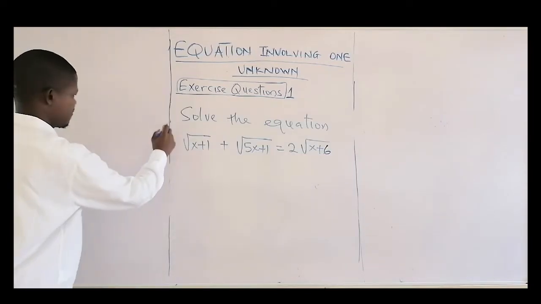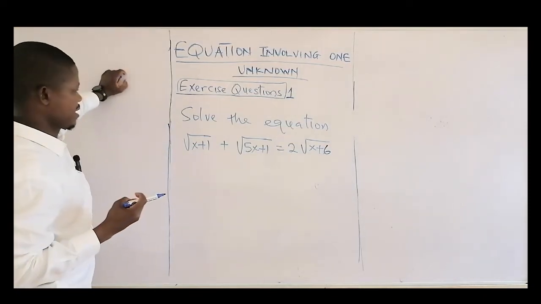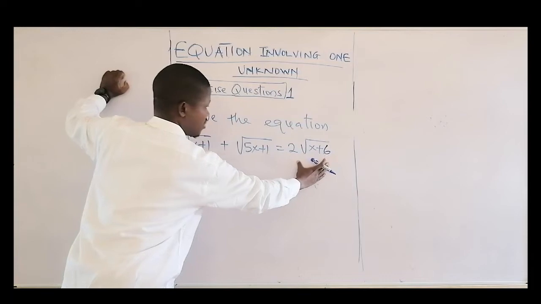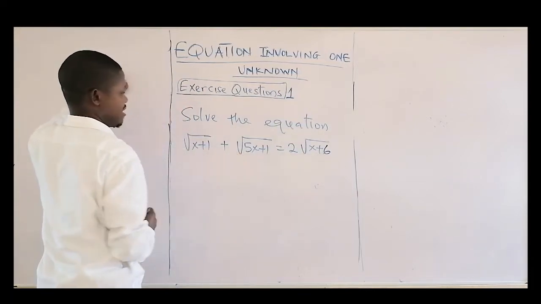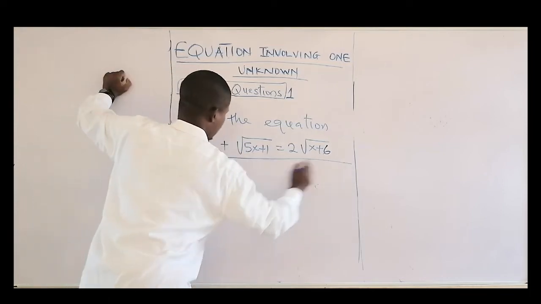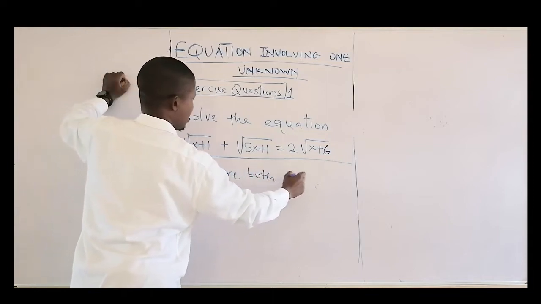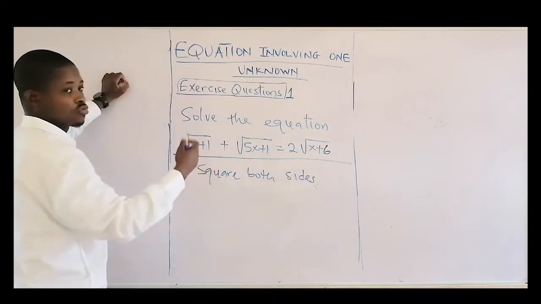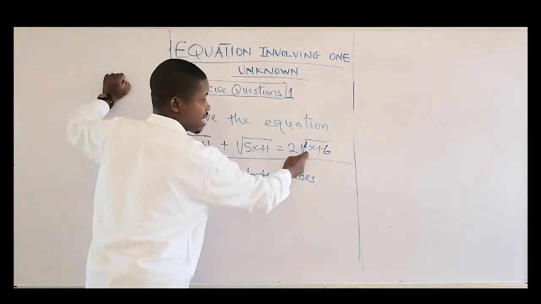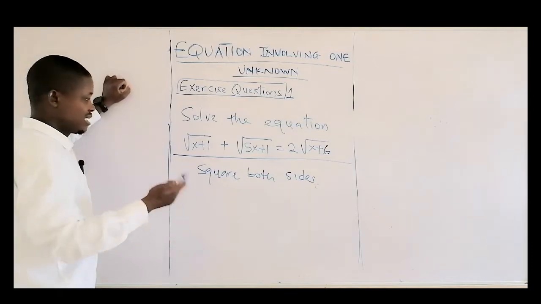Yeah, this is another question we have. Solve the equation. Yeah, what we can do here, we have square roots here. So what we can do is the first step is to square both sides. A question like this, you square both sides. And why are we doing that? The first time you square both sides, the square root will go and it will start reducing. You're going to do it 2 times. So let's see how it goes now.